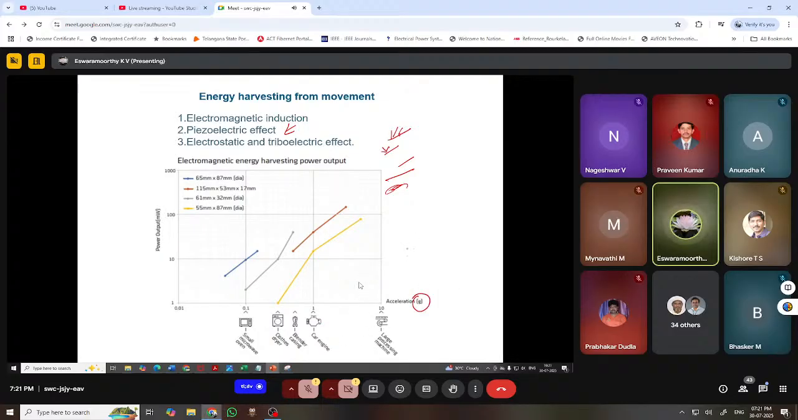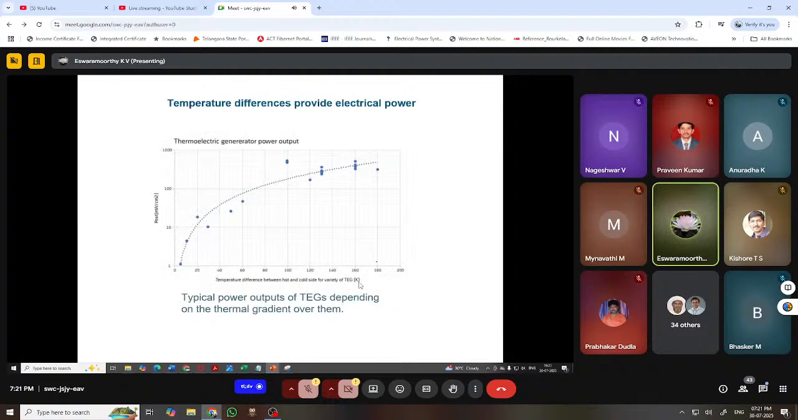G is gravity, otherwise the vibration intensity, which is the unit of the vibration. So the microwave is around 0.1, and the clothes dryer is less than 1. The blender casing is again less than 1, the car engine gives 1 G, and this one is around 10 G. So accordingly, we have to produce the power.